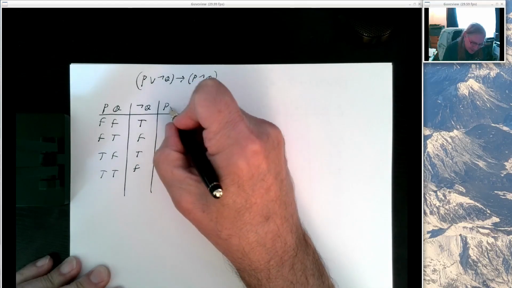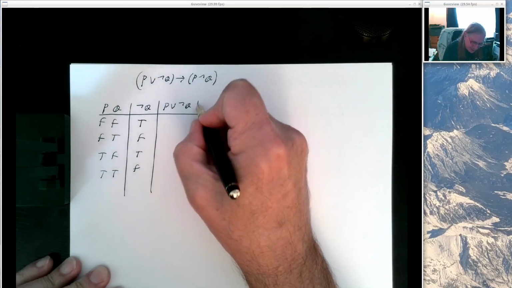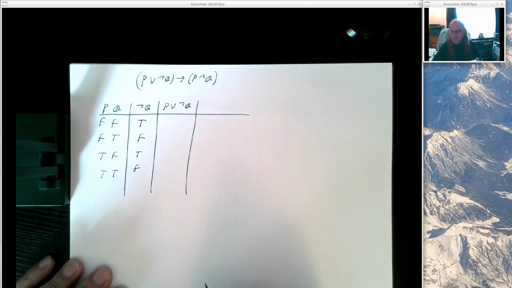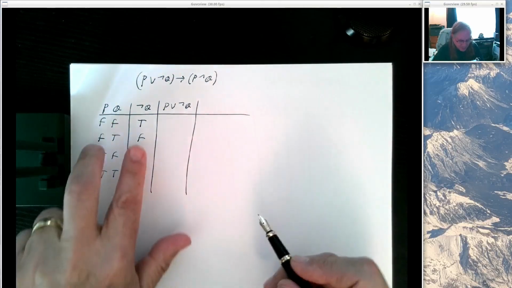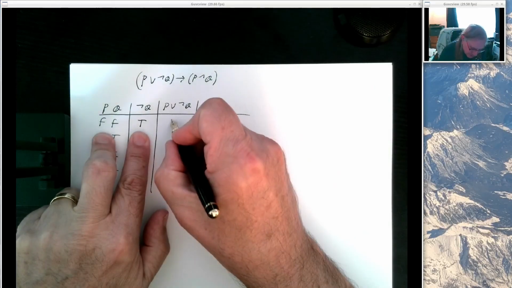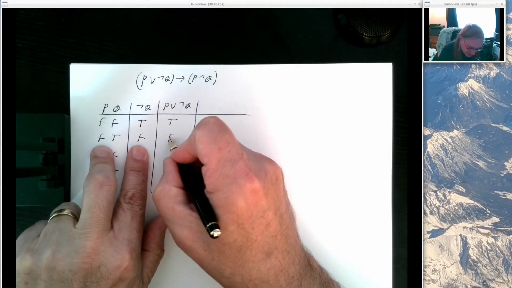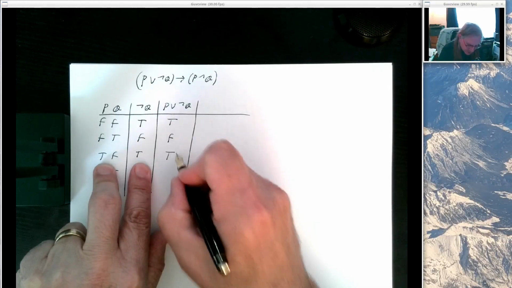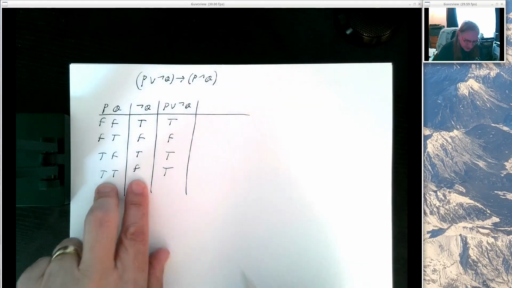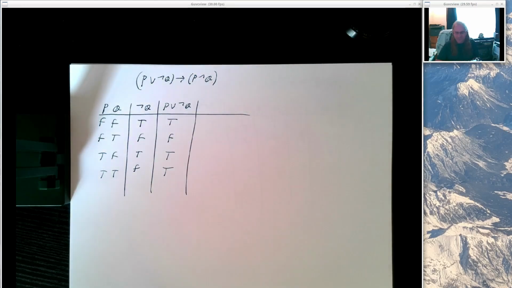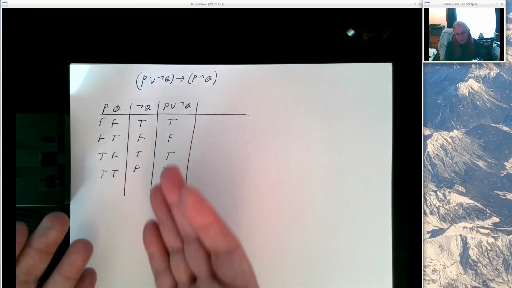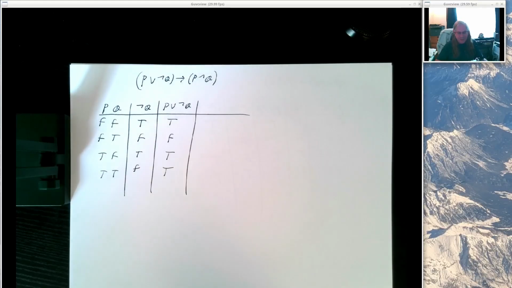And now I can make a column for P or not Q. This is a disjunction, it's an or of this first column and this third column. So false or true is true, false or false is false, true or true is true, true or false is true. So now I've got the column for P or not Q without having to do a whole lot of computation in my head. I'm writing down each step and I'm just using a simple Boolean operation.